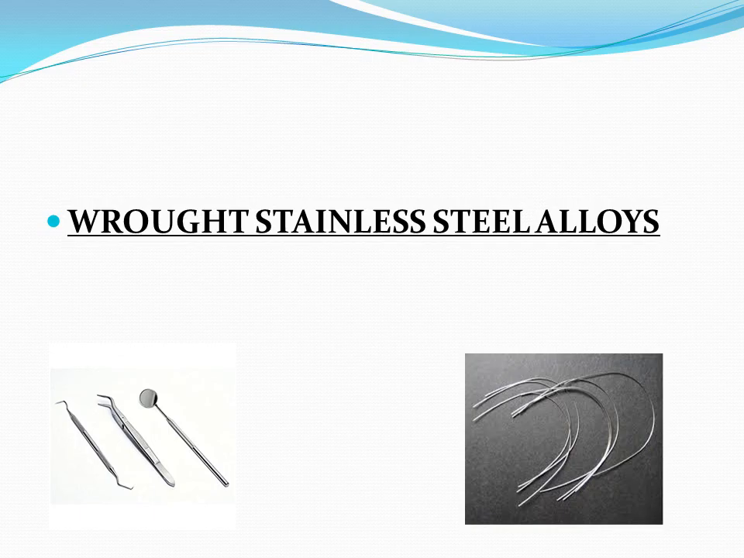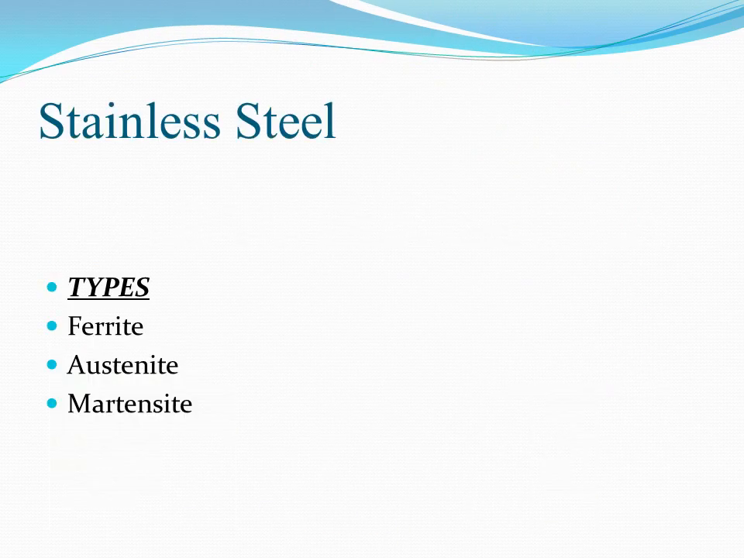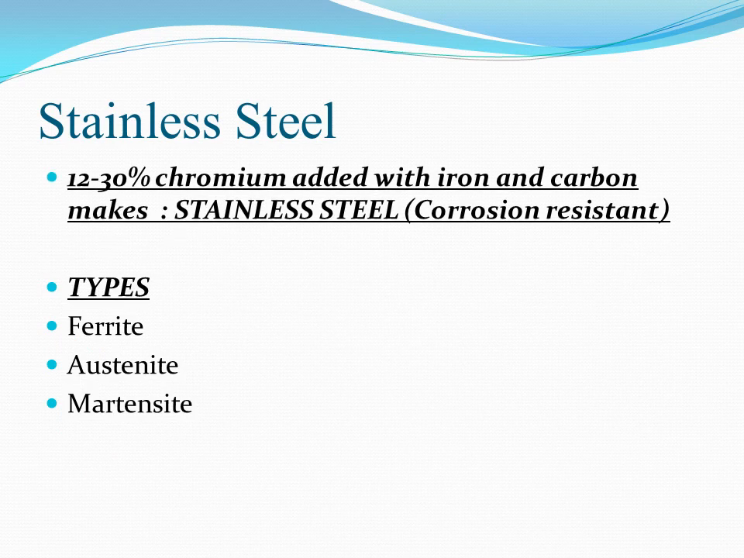Now let's talk about the different wrought alloys individually. We will be discussing the stainless steel wrought alloys first. Stainless steel is basically an alloy of iron and carbon which has 12 to 30% chromium. That is why it is called stainless. It is corrosion or rust resistant. So remember, whenever you're asked what is stainless steel, remember that it contains 12 to 30% chromium.